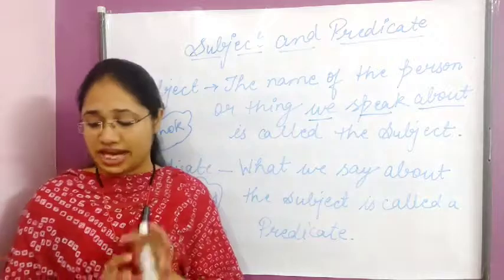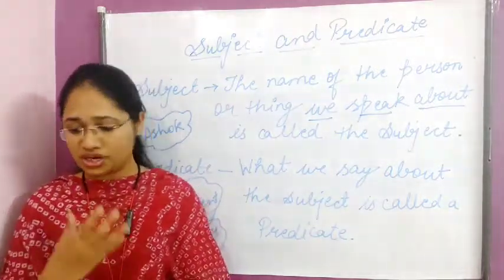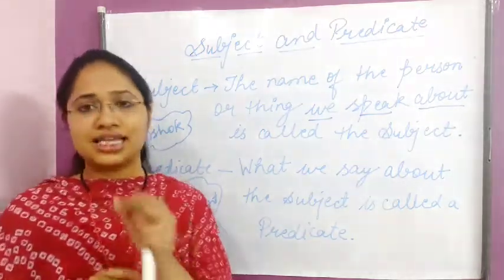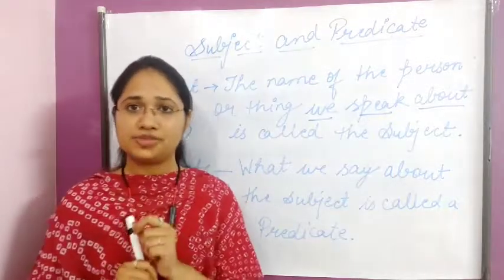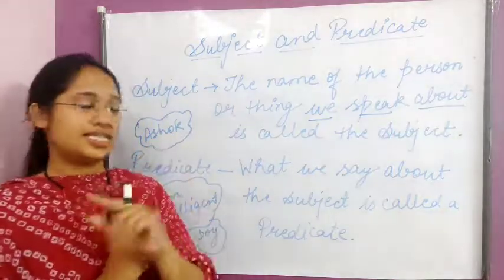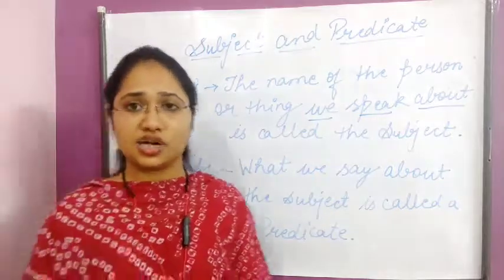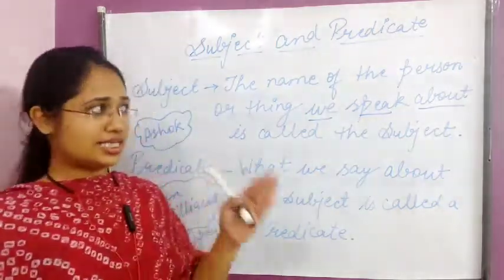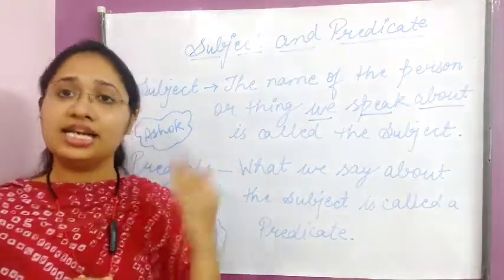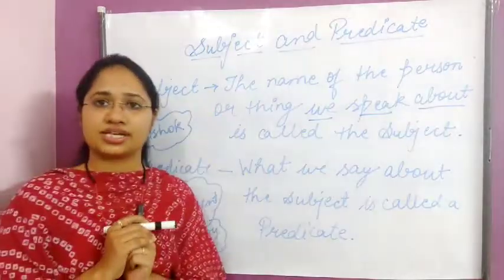We can easily find the subject in a sentence by taking the verb and asking the question who or what. If I am saying Sita sings well, who sings well? Sita. So Sita is the subject. So we can easily find the subject by asking the question who or what. Like, the sun shines brightly in the sky. What shines brightly? The sun. That is the whole concept of subject and predicate.